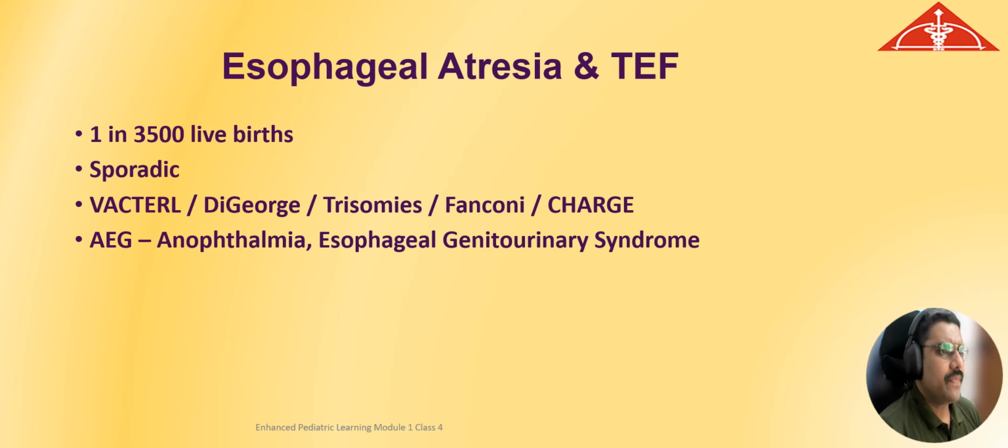Esophageal atresia and tracheoesophageal fistula are malformations of the foregut. Its incidence is about 1 in 3,500 and mostly sporadic. Certain syndromic associations are present with VACTERL, DiGeorge, trisomies, Fanconi's, and CHARGE syndromes.